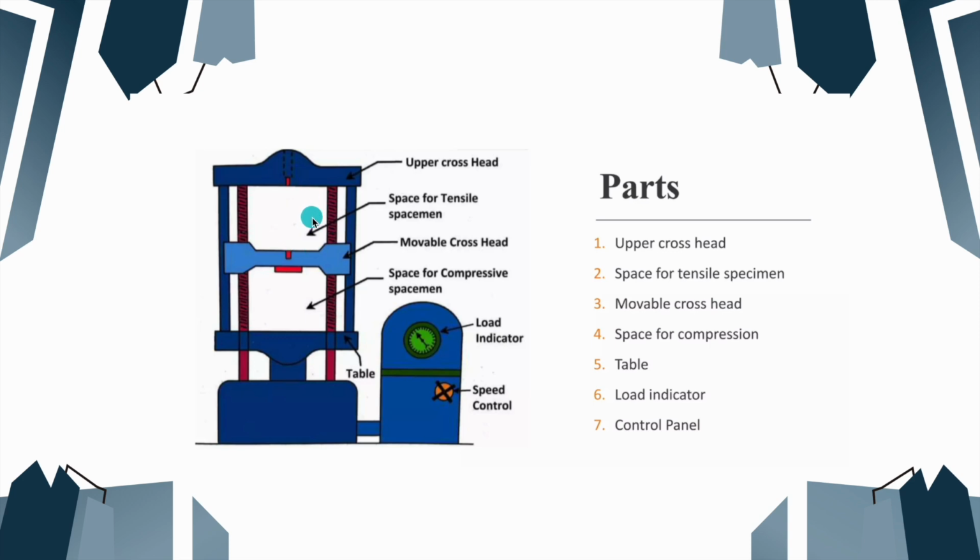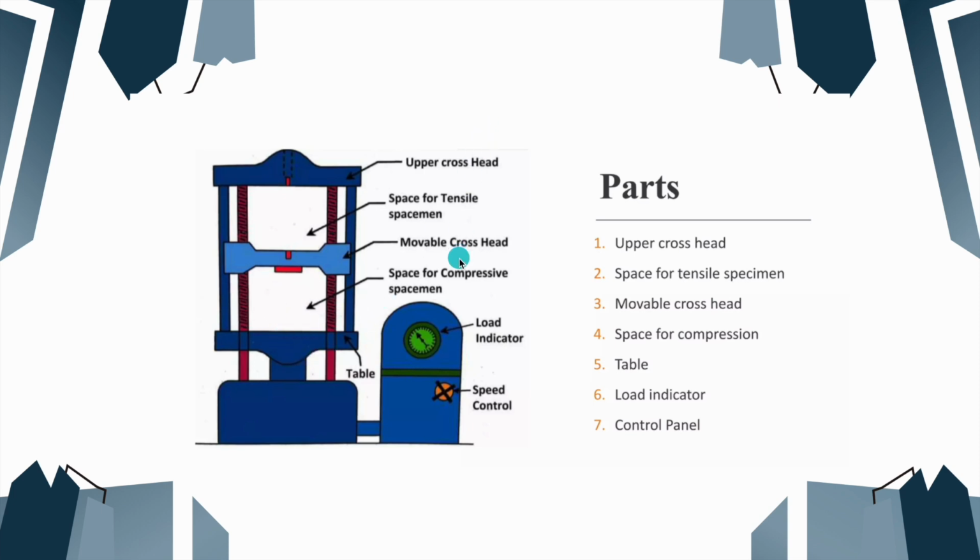If you are going to conduct a tensile test, you place your metal, composite or non-metal, whatever it is, in here. If you are going for a compressive test, to see the compressive strength of concrete, let us consider, you place it here. So the tensile specimen goes here, and the compressive specimen goes here. And this is the table where we can place the compressive specimen.